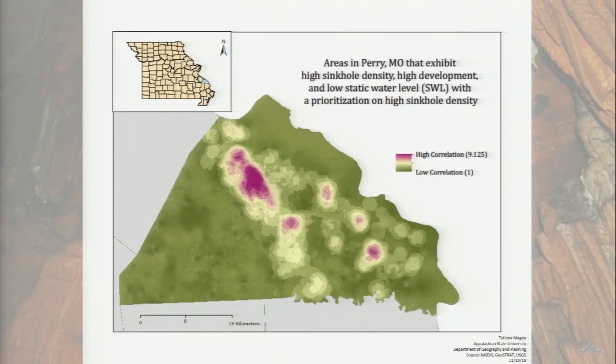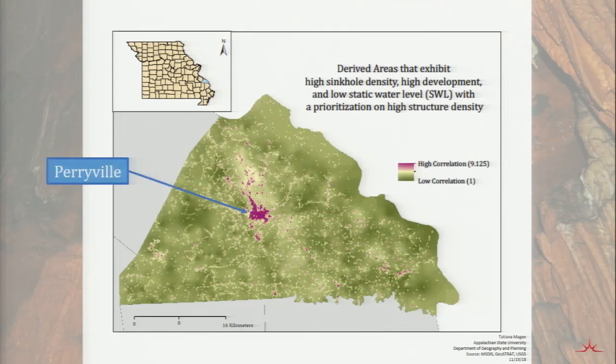This next map shows a prioritization on high sinkhole density. Again, I expected this because this is where Perryville is found, but I was not expecting this cluster towards the northeast. In this map, the infrastructure density is highlighted, where you can almost see the city limits within Perryville. This map shows that right here definitely does not have as much density, so it would either have to be a low static water level that was influencing the sinkhole formation, or a whole other data layer that I was not considering.